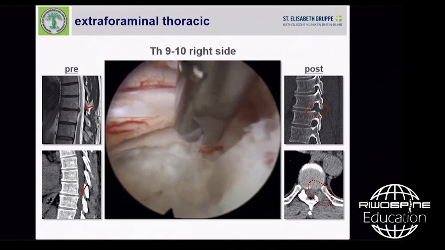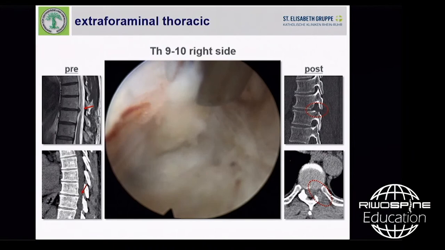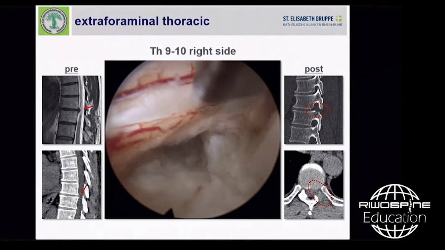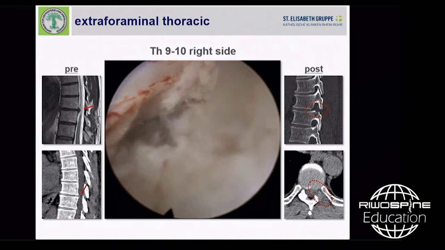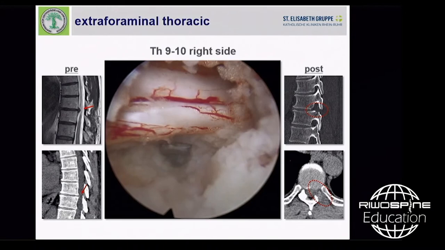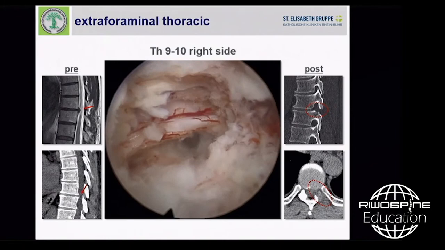Or a combination of free fragment with partially calcified or hard calcified parts or hard annulus, and you have to resect that directly, and that's not so easy. That's a posterior longitudinal ligament. That's the situation after the decompression, and also here you need this floating of the neural structures.